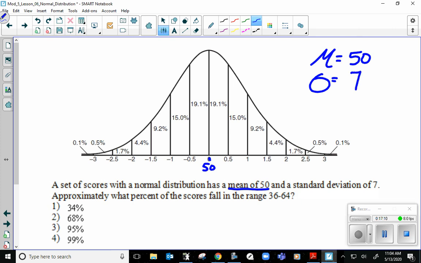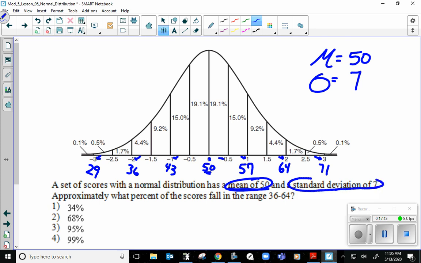So that means if I go up one standard deviation, not a half, but 1, I'm going to add 7 to my mean. So this will be 57. I go up another 1, add 7, and I get 64. Another 1, add 7, and I get 71. Now let's subtract the 7. Subtract 7, so I get to 43. Subtract 7, I get to 36. Subtract 7, I get to 29. I filled that chart in based on my mean and my standard deviation.